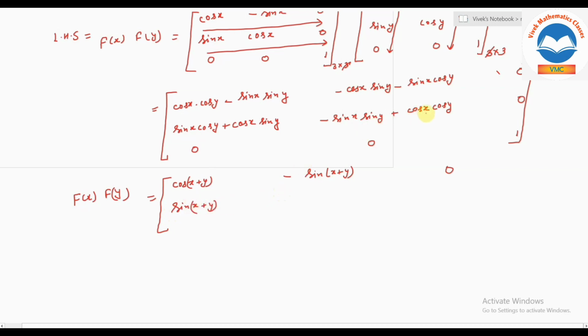And in this, cos x cos y minus sin x sin y, so this is again cos of (x plus y). And next 0. And here the third row is 0, 0, 1. So if you compare with our first f of x, in place of x they have given x plus y everywhere. So this will become f of (x plus y). So it is proved that f(x) into f(y) equals f of (x plus y). That's all, proved.